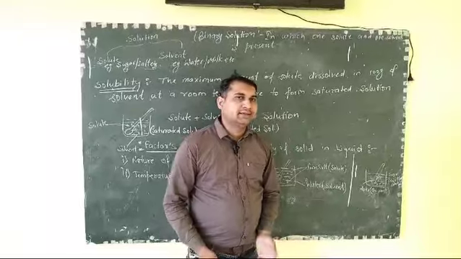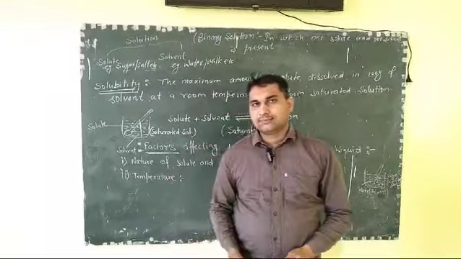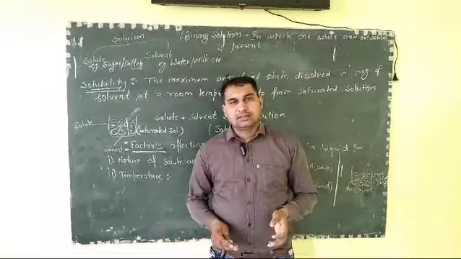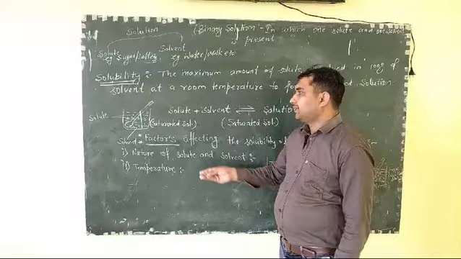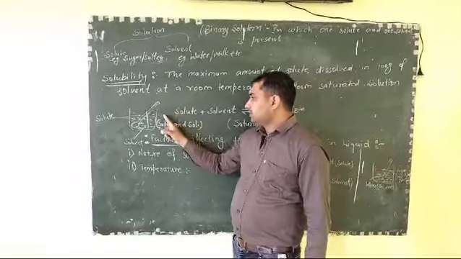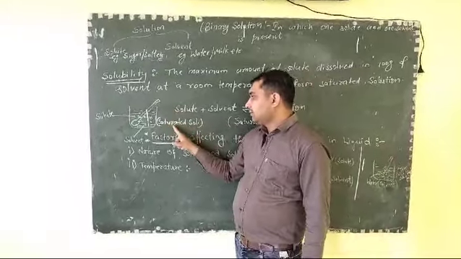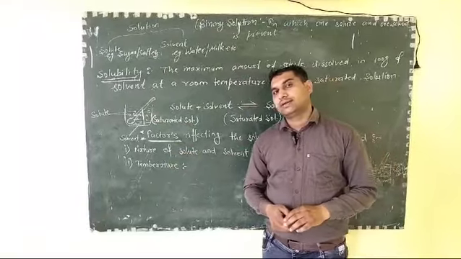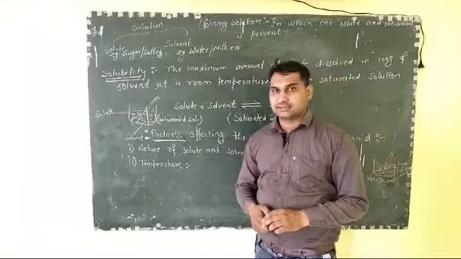For example, if we take sugar or salt, it will be dissolved in 100 gram of a solvent such as water. The maximum amount of solute that can be dissolved is called solubility, and in it a saturated solution is formed. A saturated solution is also defined as one in which no more solute can be dissolved at room temperature.